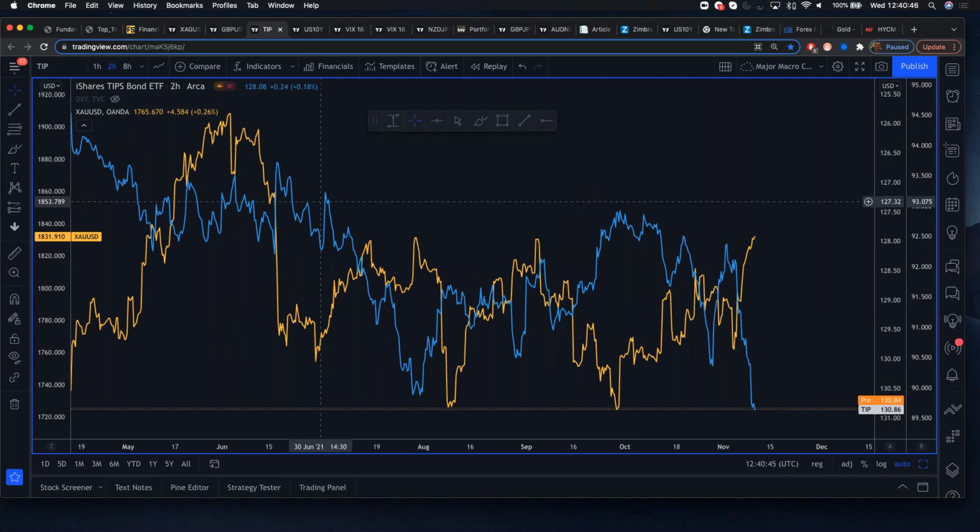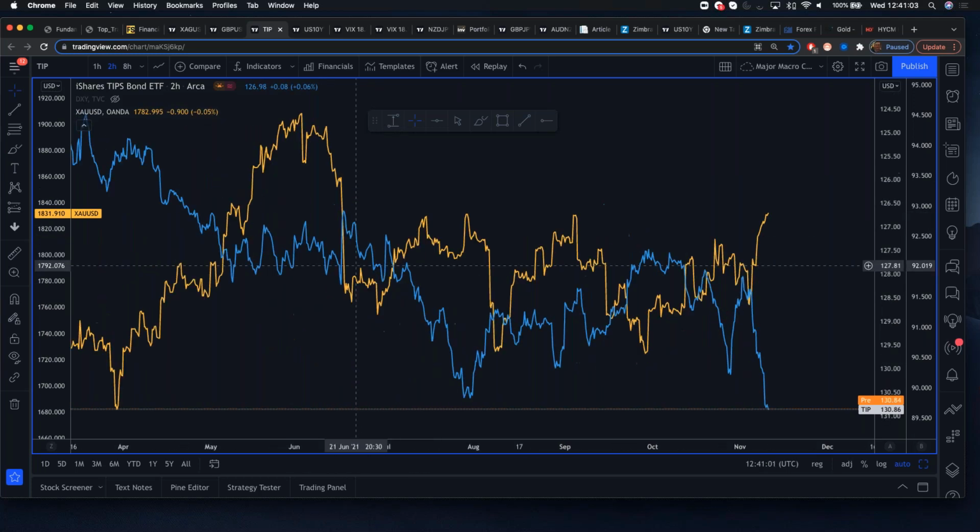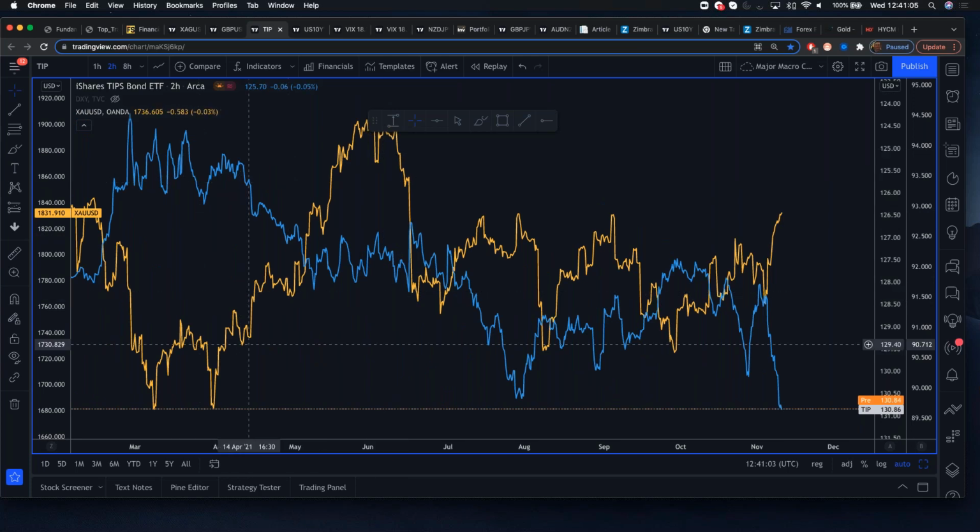Now, real yields is your nominal bond yield minus inflation expectations. So in other words, what a real yield is, it tells you what's the real yield of a bond when you take inflation into account. This is what the real yield does, this is what the TIPS does. So you can see here, look, you see how it's falling, right? And when real yields fall, that tends to support gold. You see, falling real yields, rising gold, falling real yields, rising gold.